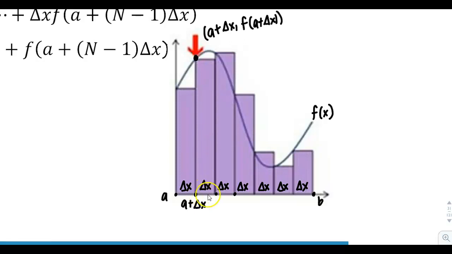And if I move on to the next subdivision, it's going to be a plus 2 copies of delta x for this second point right here, because now from the starting value a, I've added 2 copies of delta x. So then this height here is going to end up looking like a plus 2 delta x, and then f of a plus 2 delta x. And we would obviously continue on in this fashion.